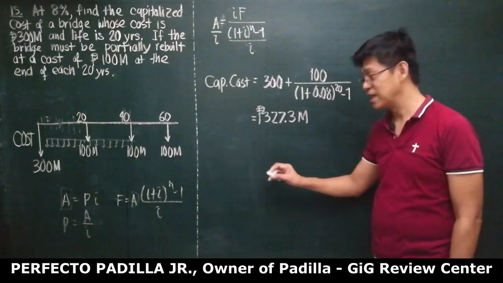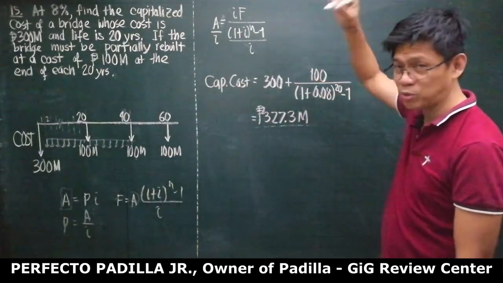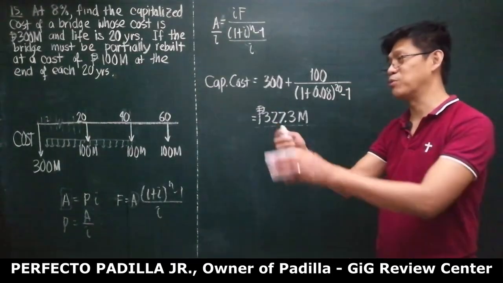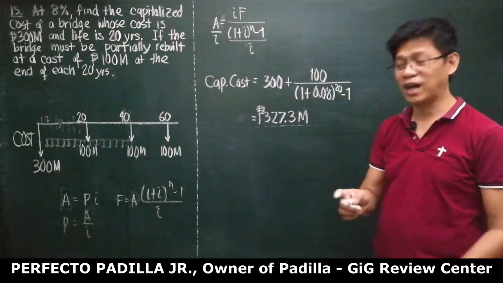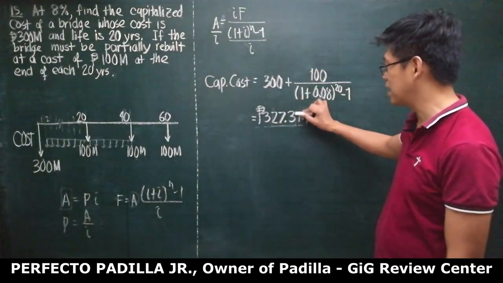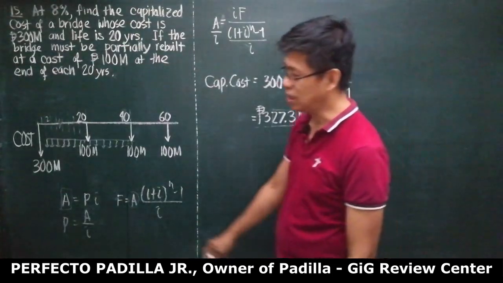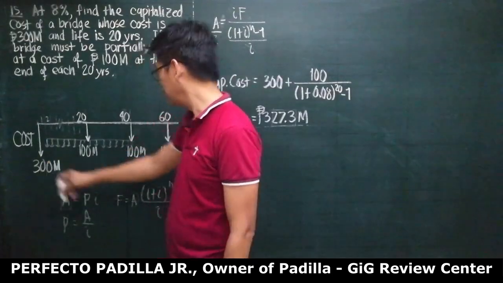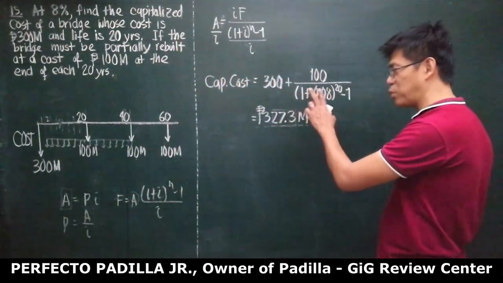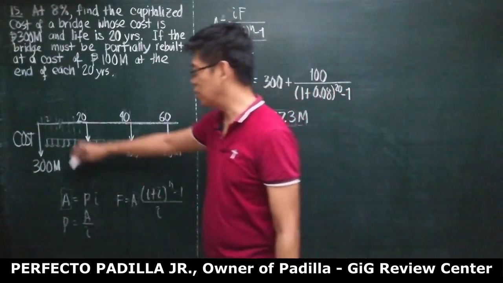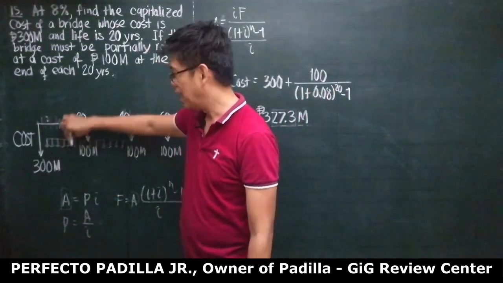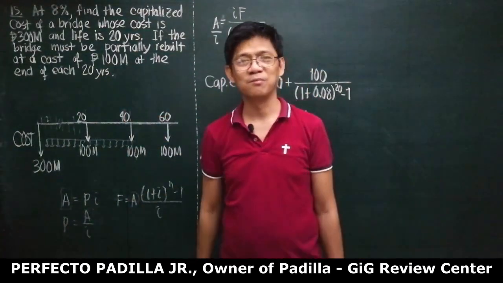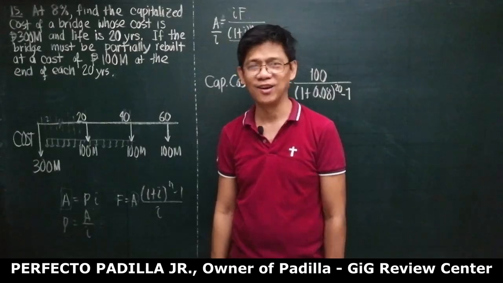Naintindihan yung capitalized cost. Ito yung i-deposit mo sa bangko ngayon, pero syempre, kailangan lalabas mo rin naman yung 300 million. So, ang kailangan mo lang talaga is yung 27.3 million. I-deposit mo ngayon, pero ilabas mo na yung 300 million. Yung 27.3 million, it will take care of the 100 million every 20 years. Maliwanag? Naintindihan? Okay, you can copy.